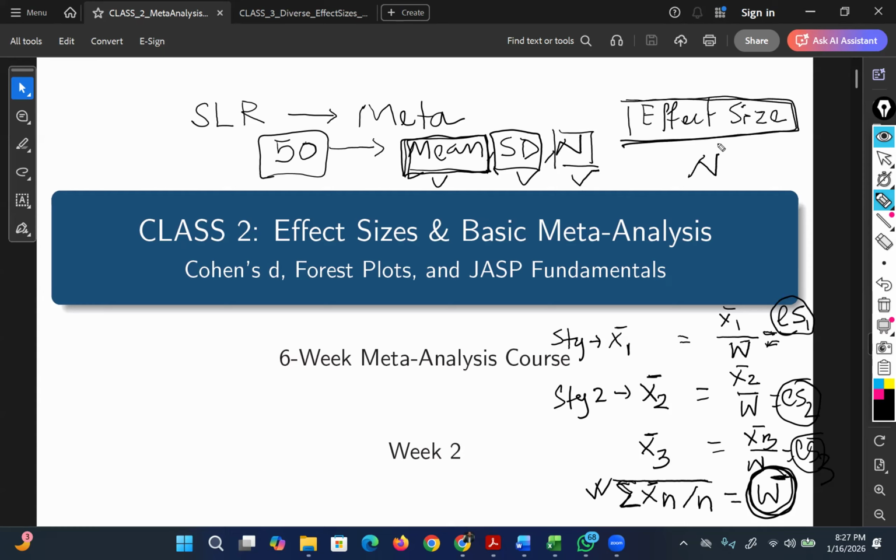Also, the standard deviation is very important. The standard deviation shows how the individual values deviate from the mean. So that is also an important value. So instead of the number of sample size, we can use standard deviation and effect size to calculate the homogeneity or heterogeneity.